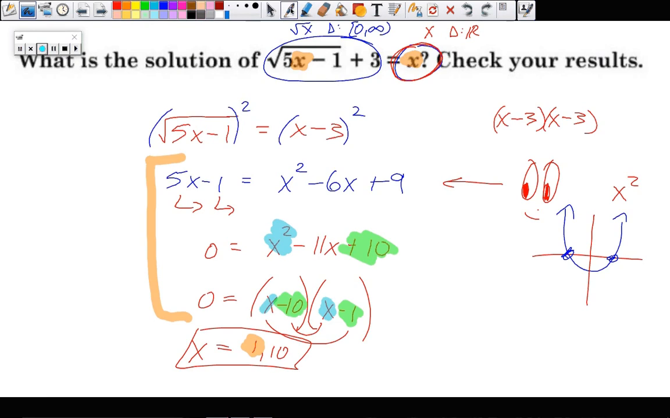Alright, so here we go. 5 minus 1, 4, square root, plus 3, 5. What's the right side? Nowhere even close to 5. Right? So 1 is what? Extraneous. And don't just erase it from your answer. You have to state x equals 1 is extraneous. Okay? Don't just erase it, because I'll ask you, what are the extraneous answers? What are the real solutions? Okay? So let's do 10. 50 minus 1, 49, square root, 7, plus 3, 10. Does 10 equal 10? Yep. So 10 worked.